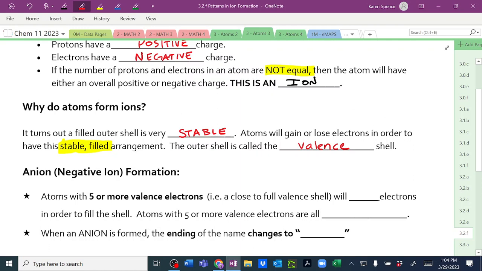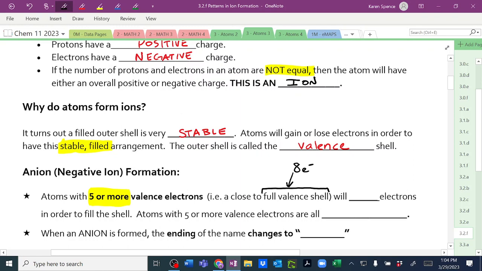Now, we're going to start with anion formation. Those are our negative ions. If you have an atom with 5 or more valence electrons, in other words, it's going to be close to a full valence shell. How many is usually in a full valence shell? 8.